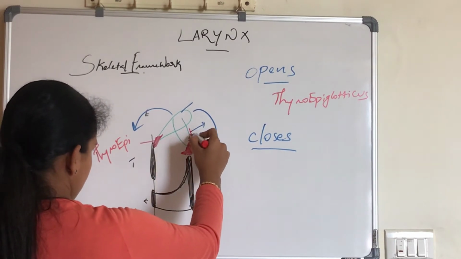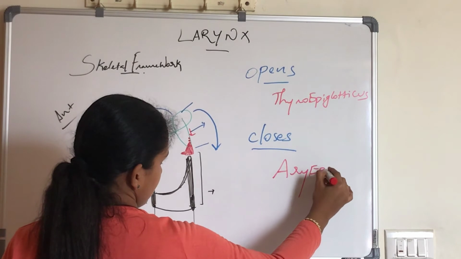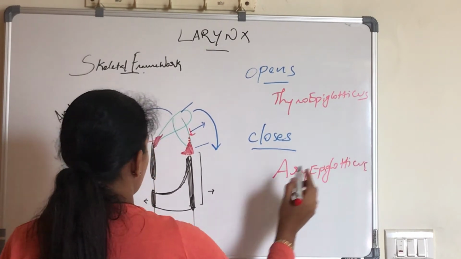Which muscle closes the laryngeal inlet? Of course, it is aryepiglotticus. When this contracts, the epiglottis closes the larynx.